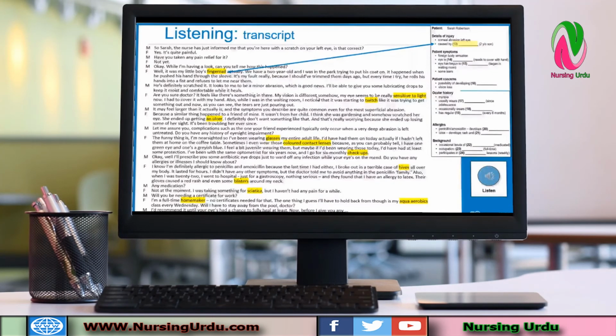So after she started talking about the fact that it feels like something in there, so we're at foreign body sensation, and she says our vision is different somehow. My eye seems to be really sensitive to light, and she directly says after this, I had to cover it with my hand, which is what we see here on our question paper. So we can see here the same language, or at least extremely similar language, has been used.